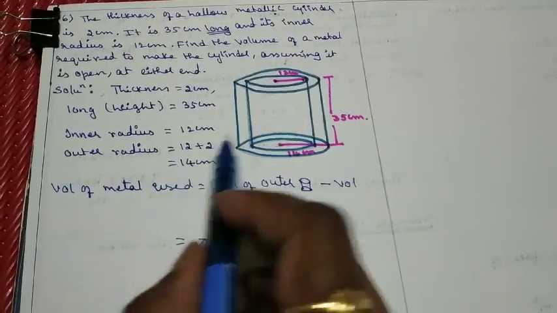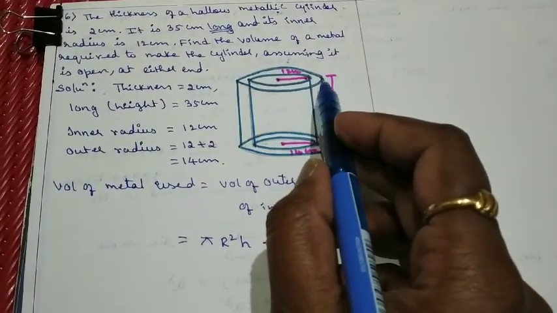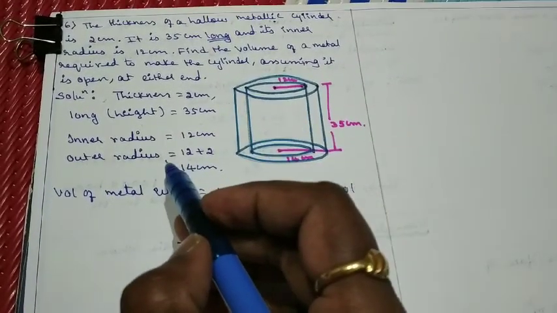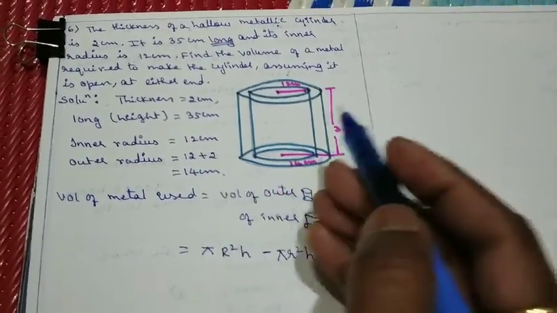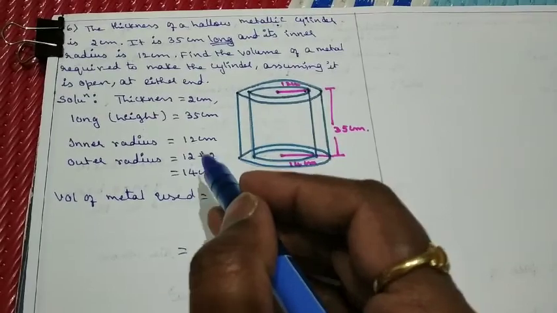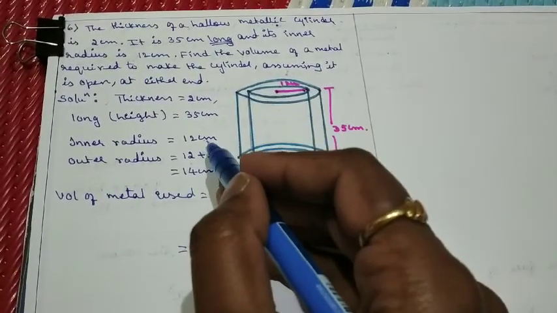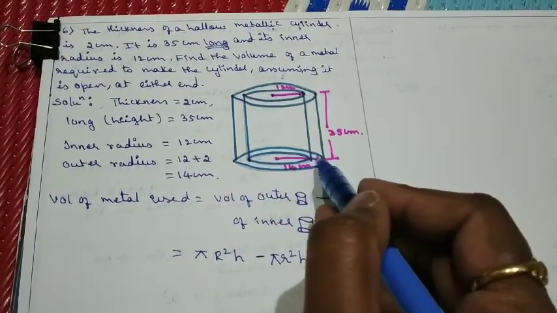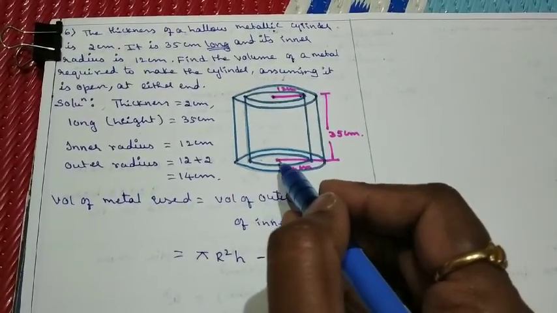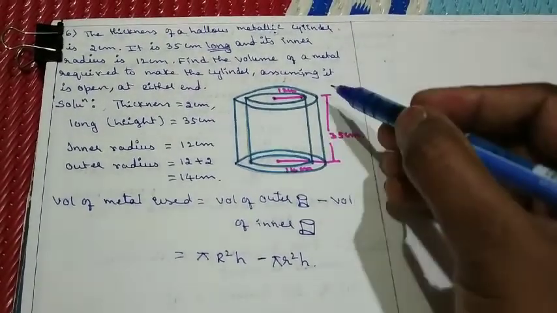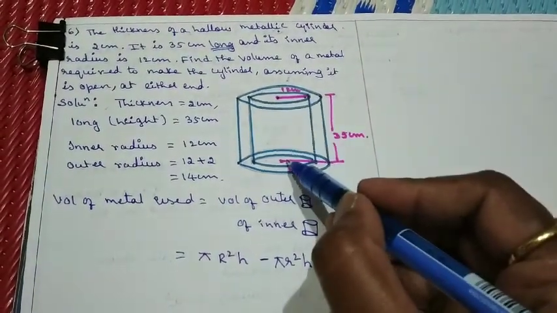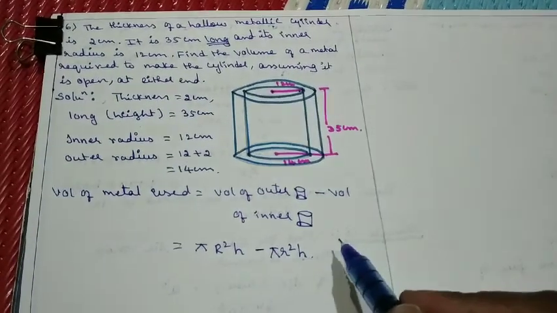To the outer radius we are going to add 2 centimeter, that is the thickness, to get the outer radius. In case the question gives the outer radius and asks you to find the inner radius, then you have to take outer radius minus thickness, then you will get the inner radius. Here it is clearly shown, children. So this is the inner radius and this is the outer radius of the cylinder.